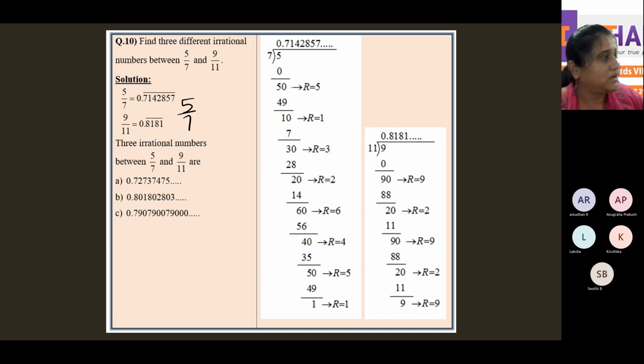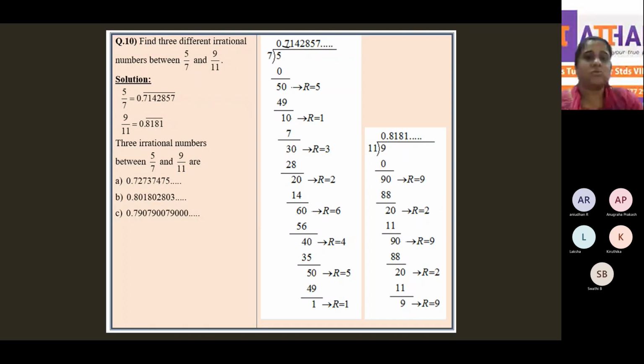So its decimal will be terminating or non-terminating, repeating only it will be. It cannot be non-repeating. 5 by 7 is integer by integer. It is a rational number. So its decimal expansion can be of two types. Terminating or non-terminating, repeating only. It cannot be non-repeating. So if we see that its division does not come to an end at all, right?